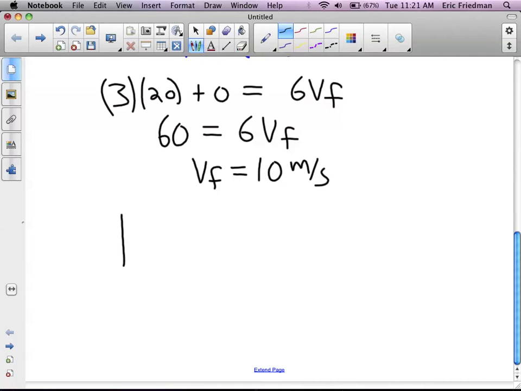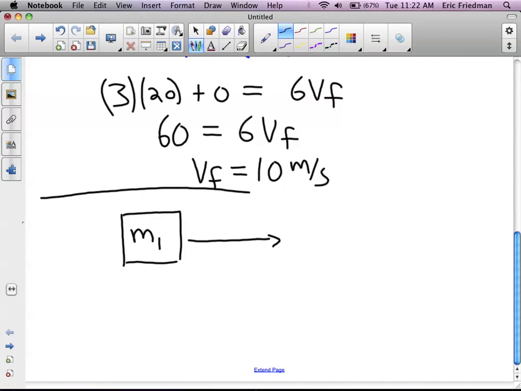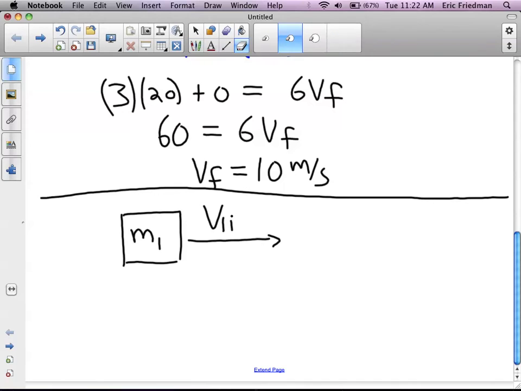Well, you're very good at thinking in abstract terms. So instead of actually giving this a number, I'm going to call this M1, and it's going to be moving at a certain speed. Let me just draw a line across here so we know that we're done with that other problem. This speed is going to be a general speed, so I'm going to call it V1 initial. It's going to be moving towards and colliding with another box.